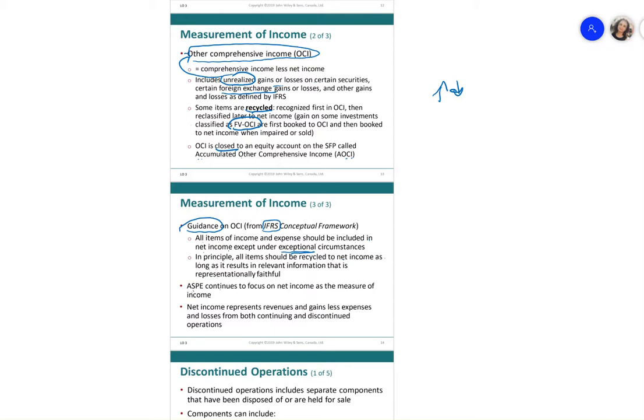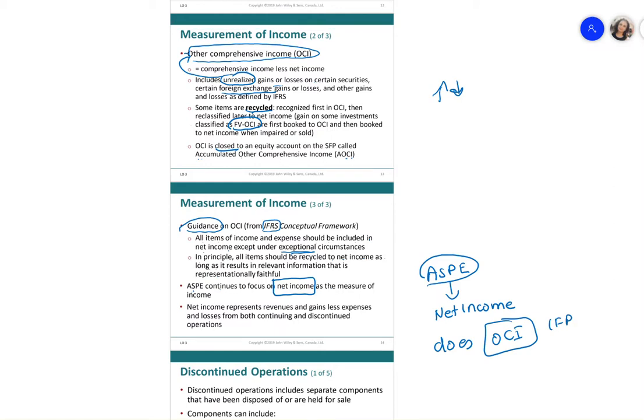ASPE continues to focus on net income as the measure of income. So if the company is following ASPE standards, they still focus on the net income. If the company is following an ASPE standard, it does not have an OCI. OCI exists if the company is following an IFRS standard. Otherwise, ASPE companies do not have an OCI.